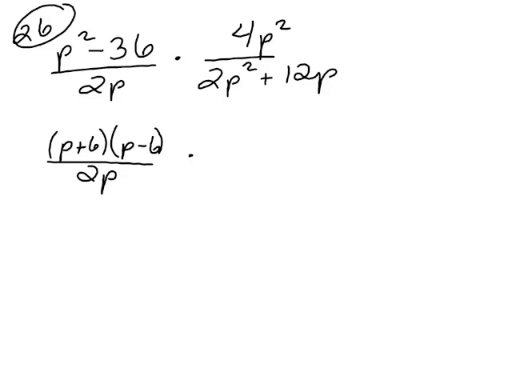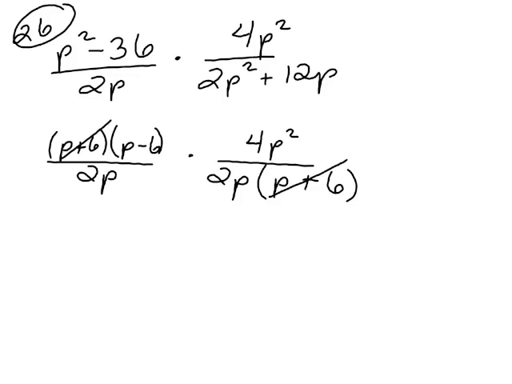And then over here we have a 4p squared, and let's pull a 2p out of this part. So 2p times p will take me back to 2p squared plus 6. Do I have some terms I can cancel? P plus 6 and a p plus 6.